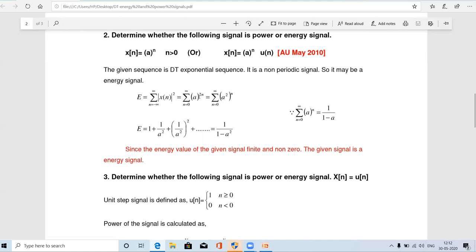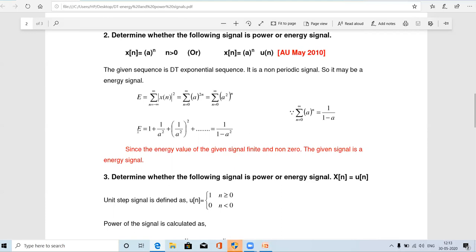So it can be written as a squared to the power n. By now you compare, we have to find the answer for this generic summation series. Already you know the general formula: summation n equal to 0 to infinity a power n, whose answer is 1 by 1 minus a. Compare these two equations. In the place of small a, a squared is there. What is the answer for this summation? 1 by 1 minus a squared.